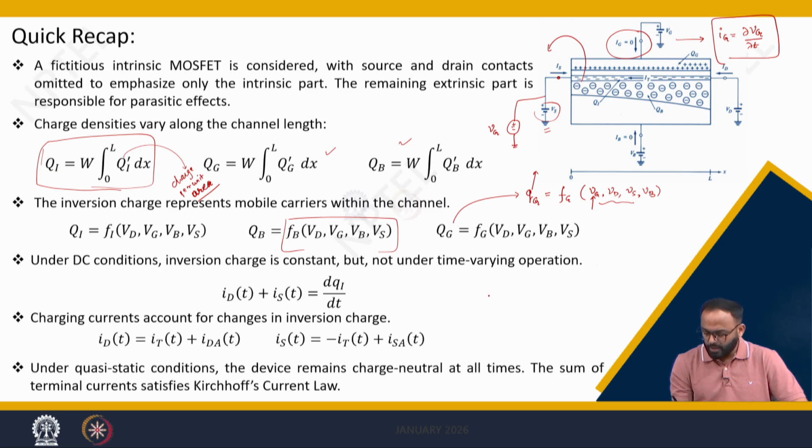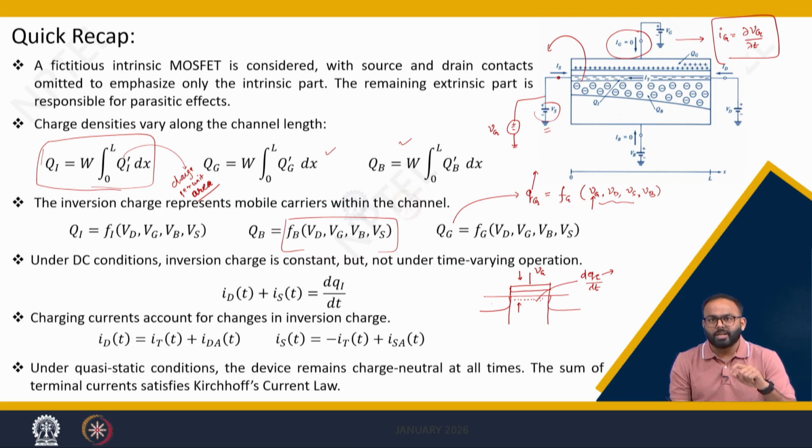Further, we said that when we are going for quasi-static operation of the MOSFET, the rate of change of gate charge causes the rate of change of inversion charge. It means if you increase the gate voltage very slowly, then the inversion charge in the channel will change. Now, how will this inversion charge change? If you increase the gate voltage, then the inversion charge should increase by a small amount.